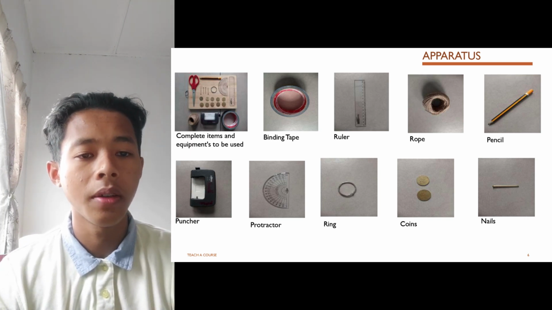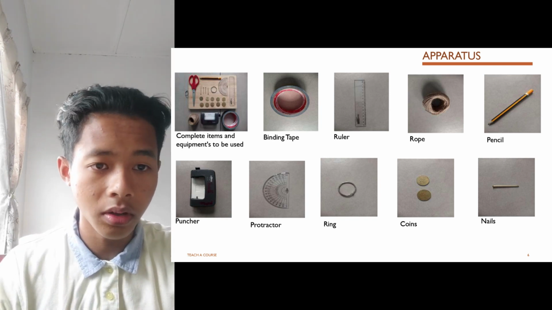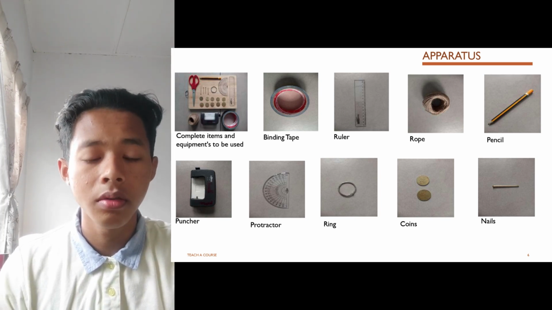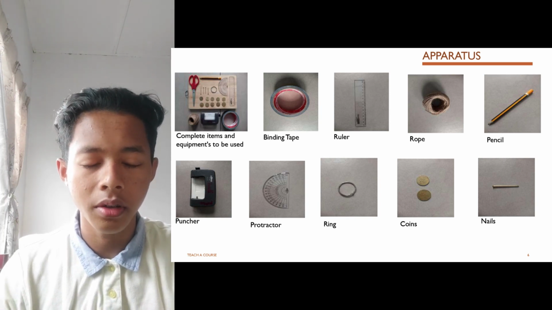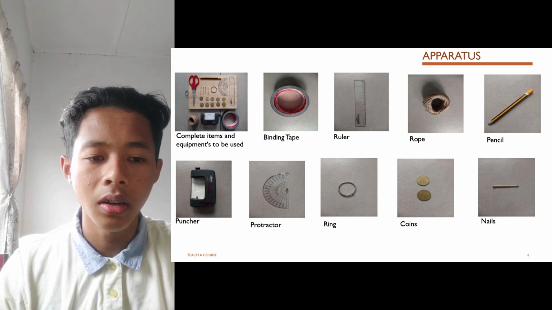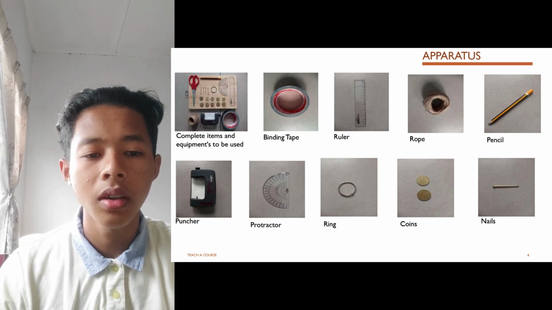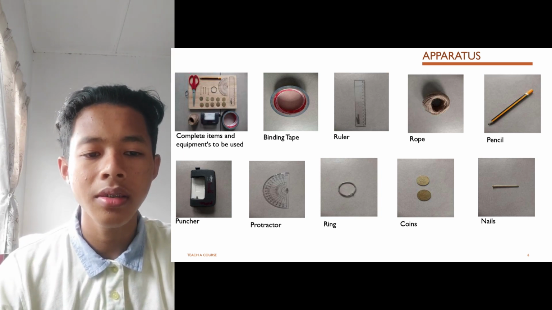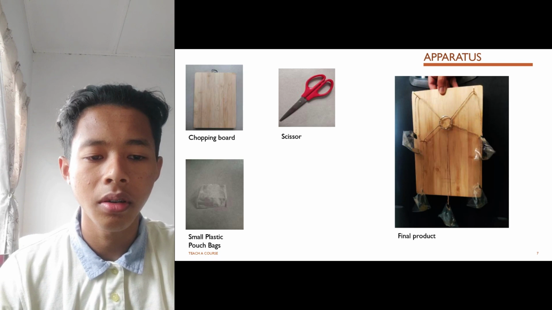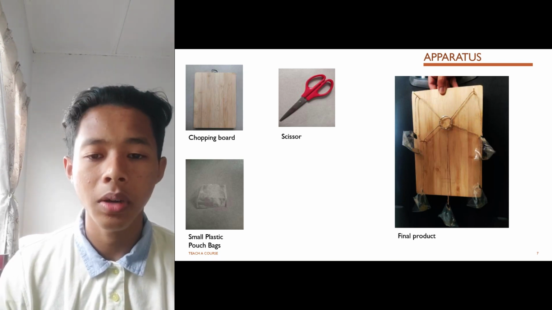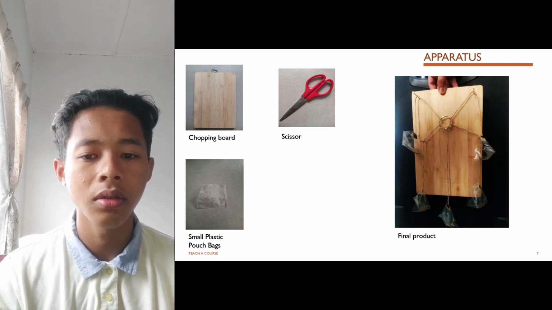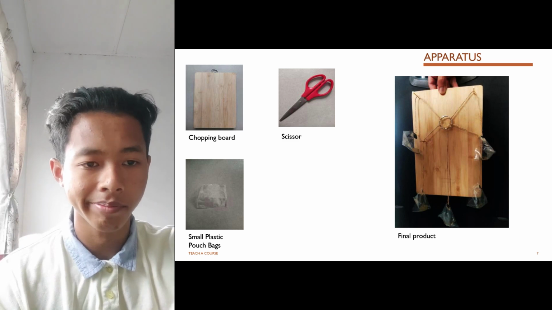AA221635. Alright. For the apparatus for our project on polygon of forces, we are using binding tape, ruler, rope, a puncher as a replacement for a hammer, protector, ring, coins, nails, pencil, scissors, and chopping board. Also, a small plastic pouch bag that we made from plastic to replace our weight hanger.